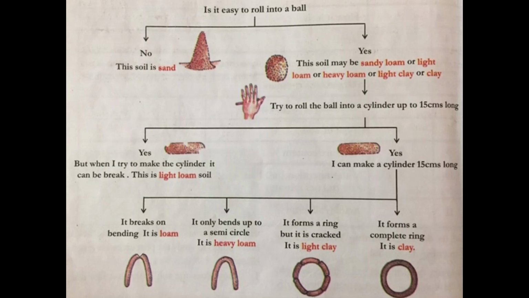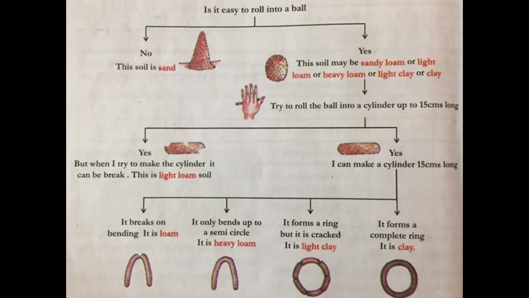If you are not able to make a ball out of the soil, then that soil is sand, because you cannot make a ball out of a sandy soil sample. Now, if you are able to make a ball, then that means this soil may be sandy loam or light loam or heavy loam or light clay or clay. Now, try to make a cylinder 15 centimeters long.